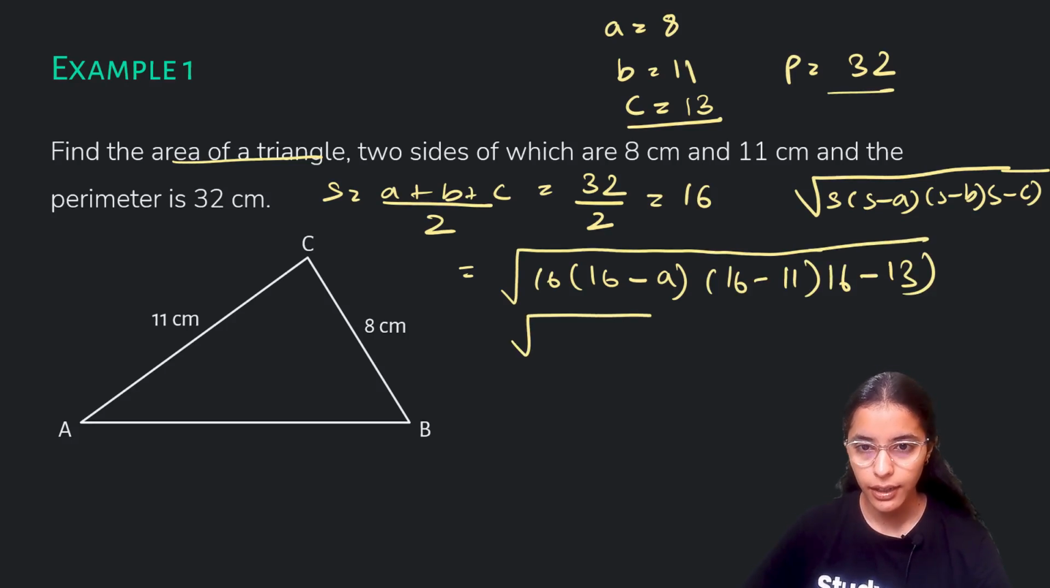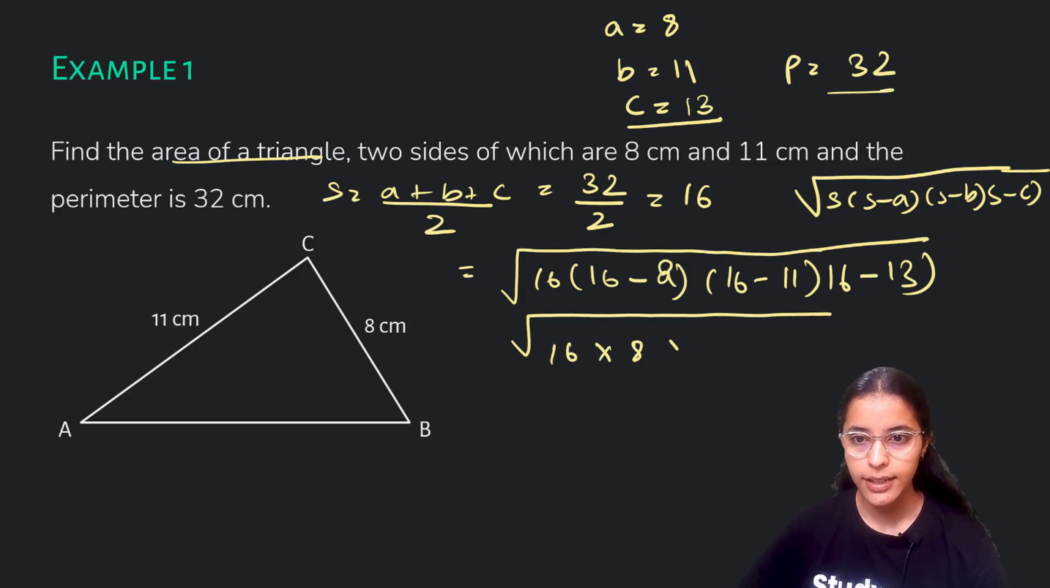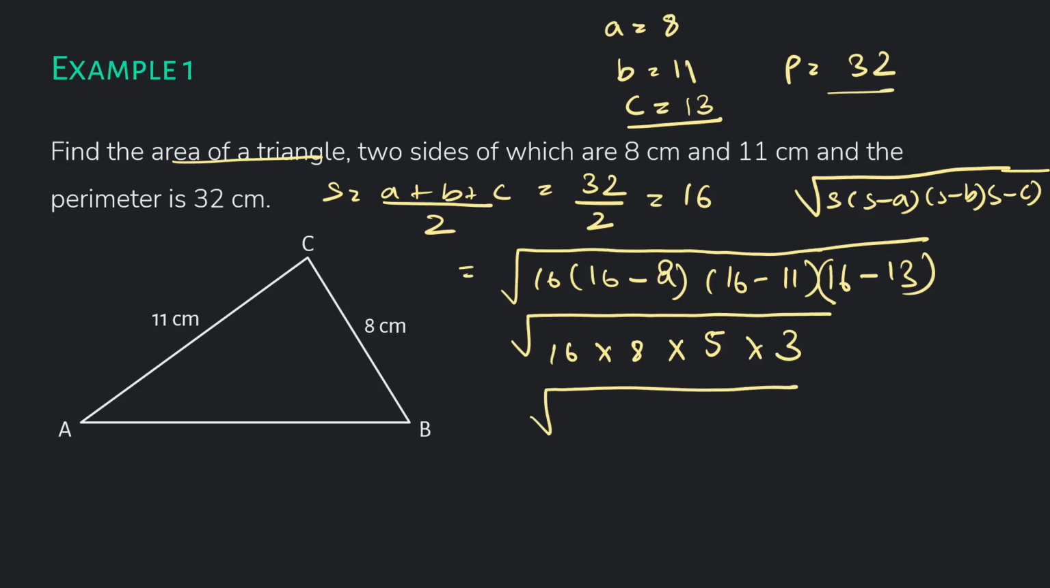Now let us calculate. 16 into 8 into 16 minus 11 is 5, into 16 minus 13, which is 3. Now let us take out the perfect squares. First of all, 16 into, we can write 8 as 4 into 2, then we have 5 into 3. Now 16 can be taken out as 4 because 16 is 4 into 4, then 4 can be taken out as 2. Then we are left with these single terms.